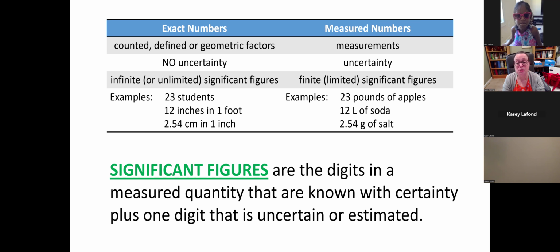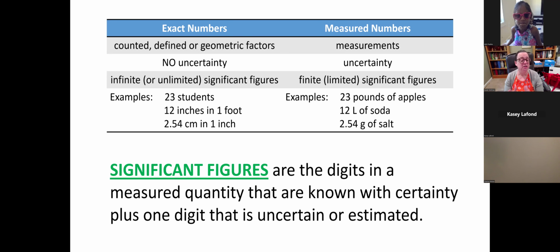Same with the 12 liters of soda or the 2.54 grams. Somebody measured those, right? And was limited based on their piece of equipment as to how many digits we are going to have in that measurement versus the exact numbers. Those numbers, again, there's no uncertainty there. They are what they are. We counted, or those are definitions of what those items mean. So that's what our significant figures are.